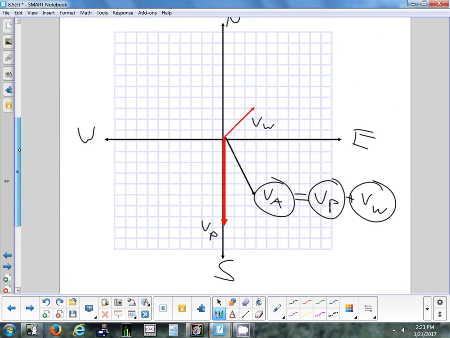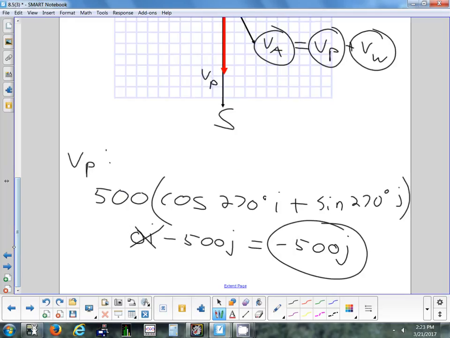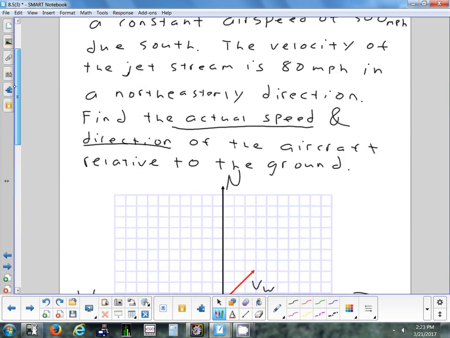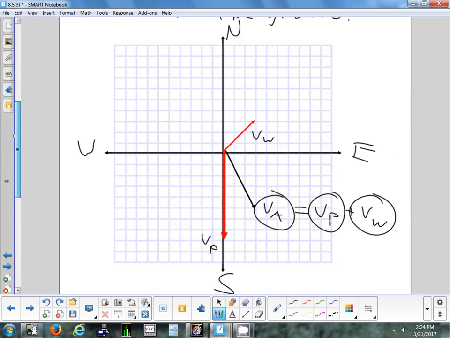Now the jet stream will. The jet stream has a north component and an east component. But we have to see if we can also figure out the angle. Okay, so now the velocity vector for the wind. How fast is the wind blowing? 80. Cosine. Now I need my angle. Now, the wind is blowing exactly north and east, so it's making a perfect 45-degree angle.